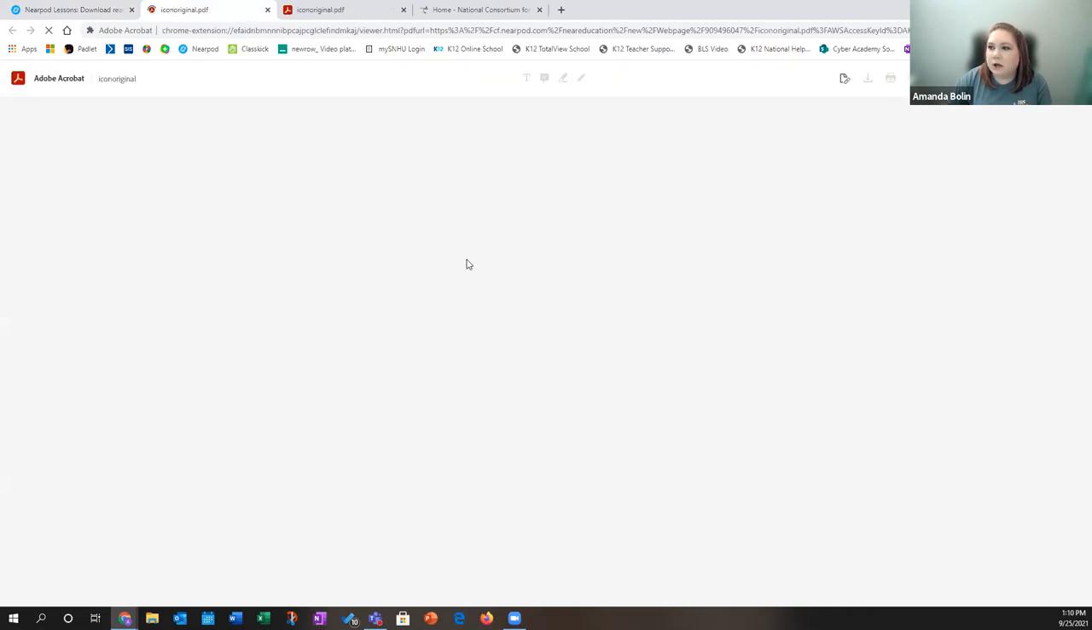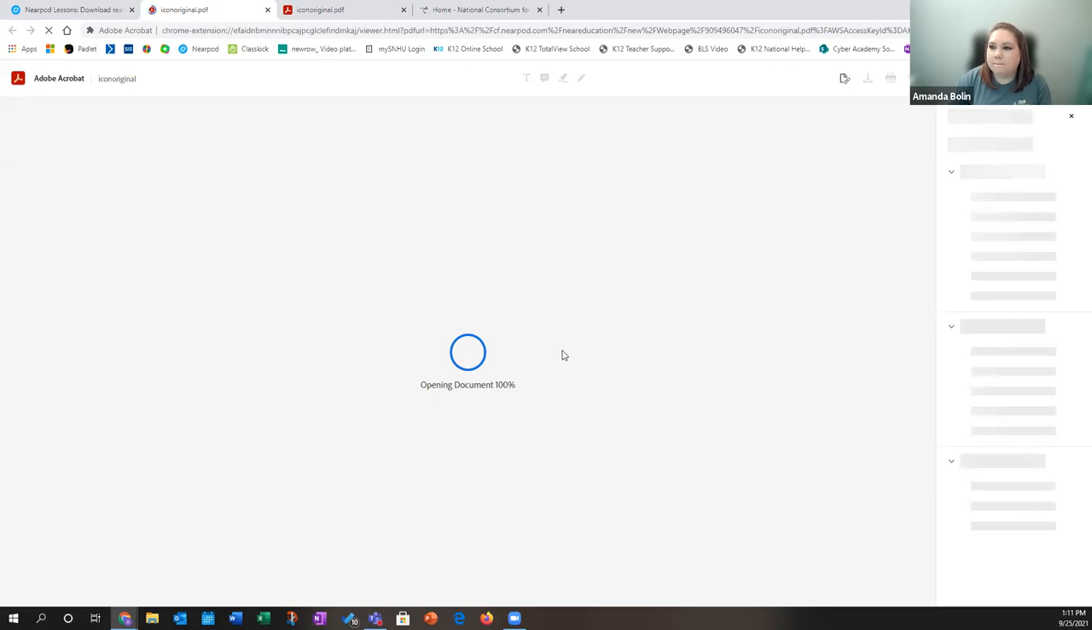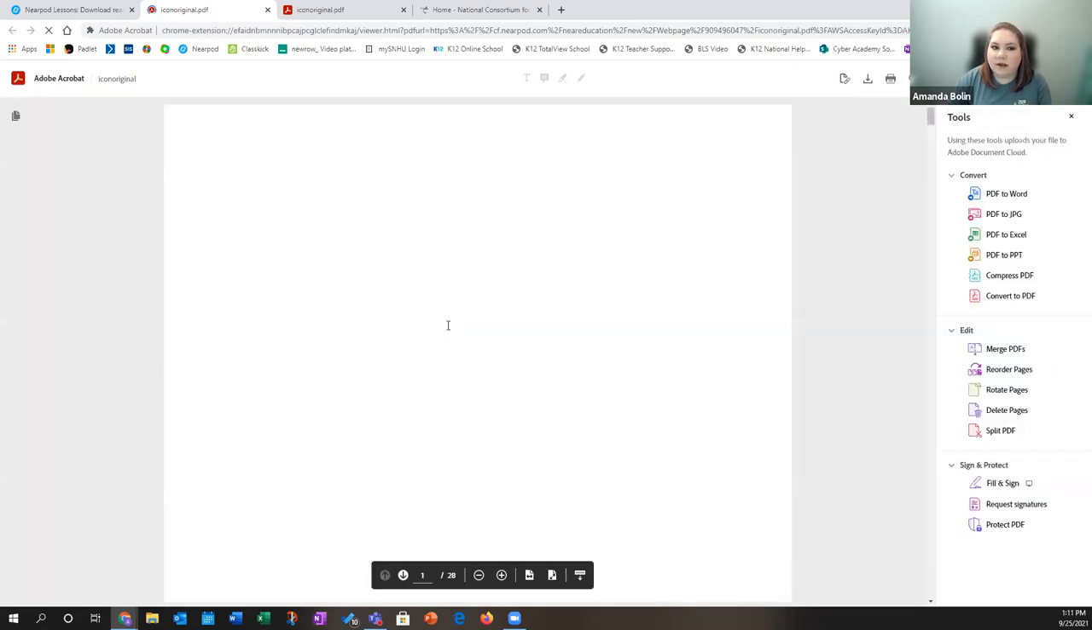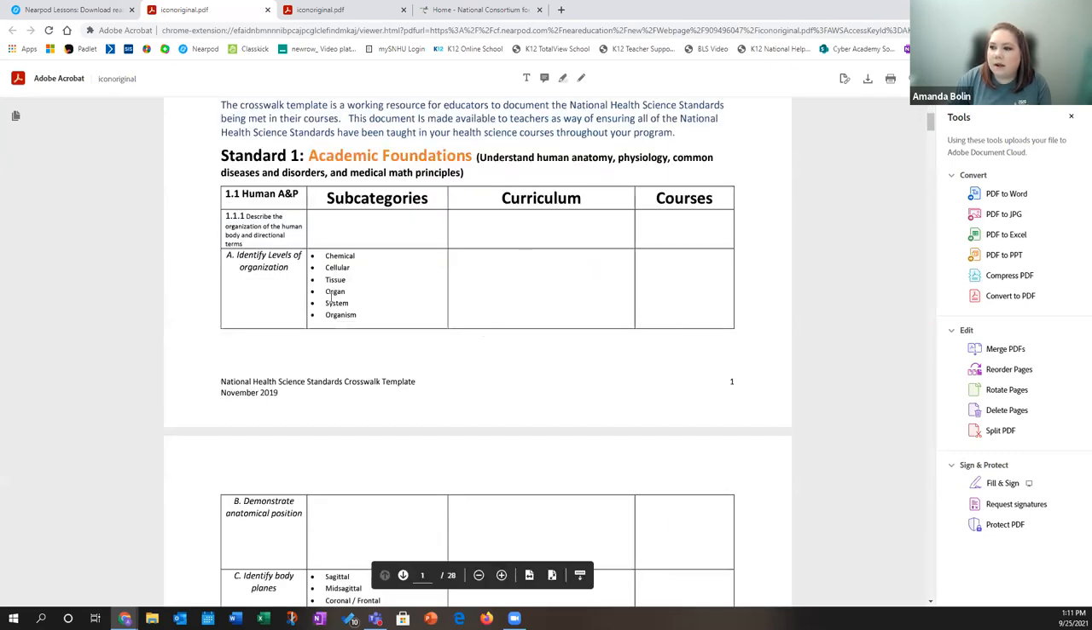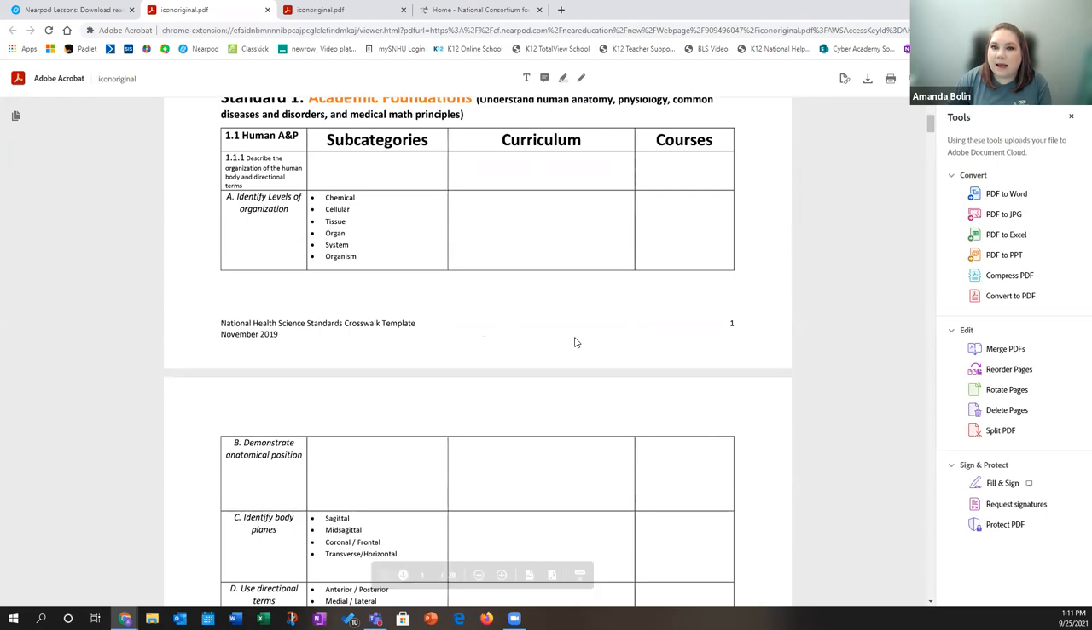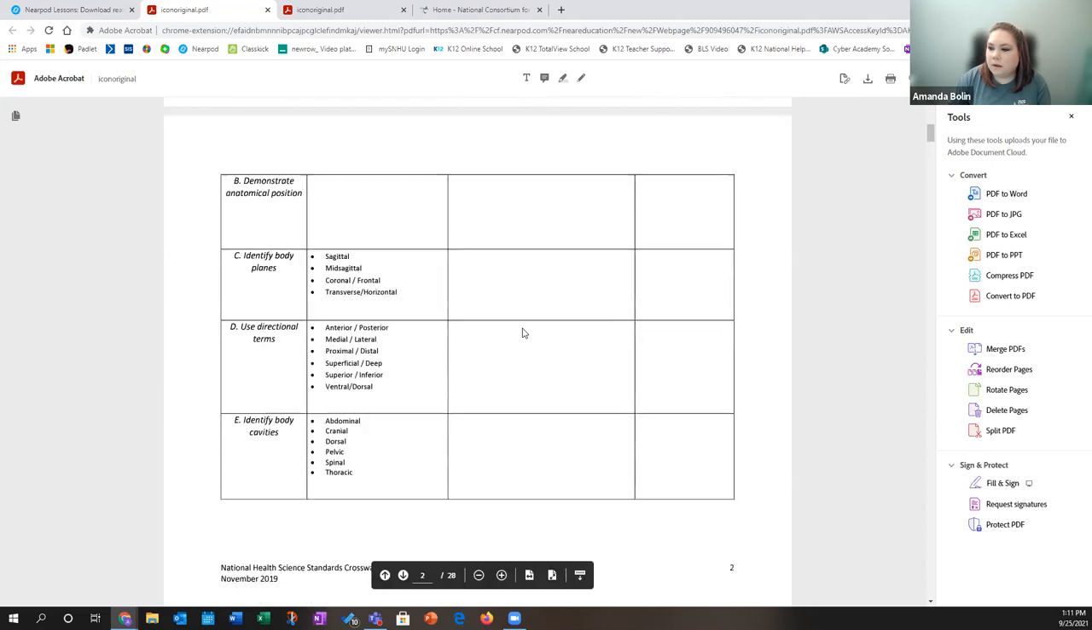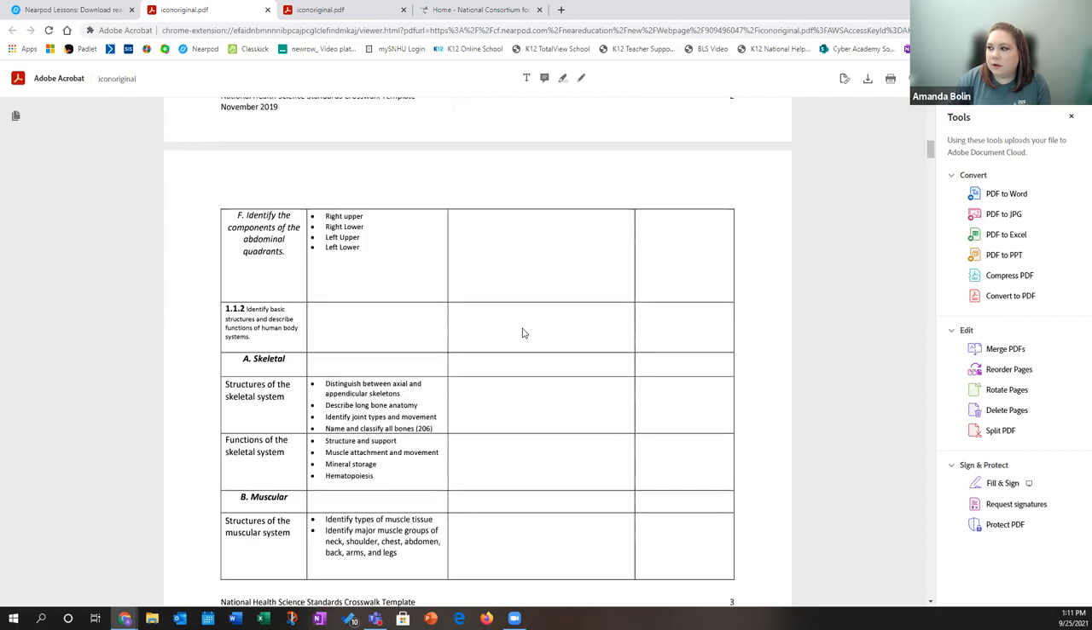And so this is a crosswalk and it has the ability for you to go in there and write in what kind of lessons you want to add to the standards. And you should be able to download this too so you can look at it later because I know it's going over pretty fast. Here you can put your curriculum, how you would teach these things, and courses. Normally I teach by standards. So I'll teach healthcare systems first and we'll talk about the different hospitals and things like that. I'll let you look through that.